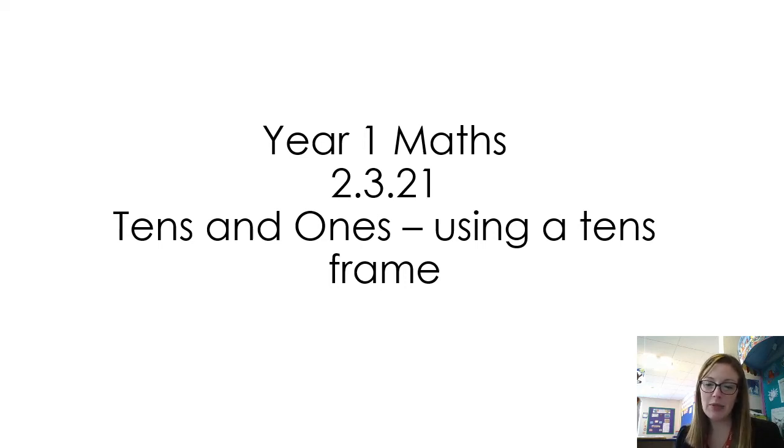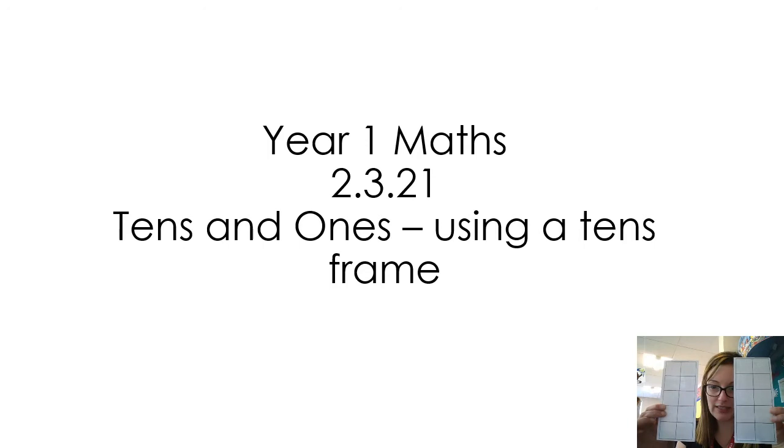We're going to be looking at some numbers and looking at the tens and the ones in the number and making them using tens frames. So you need to have a look in your home learning pack and see if you can find your tens frames that we sent you. Okay, and we're going to need those today.